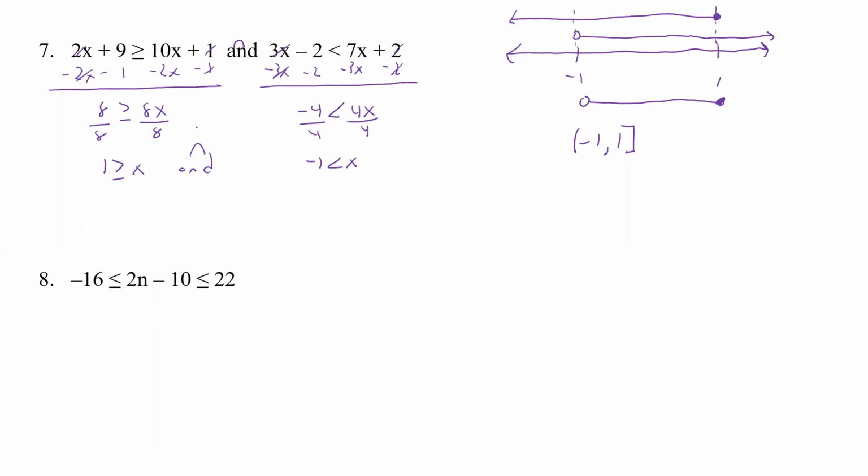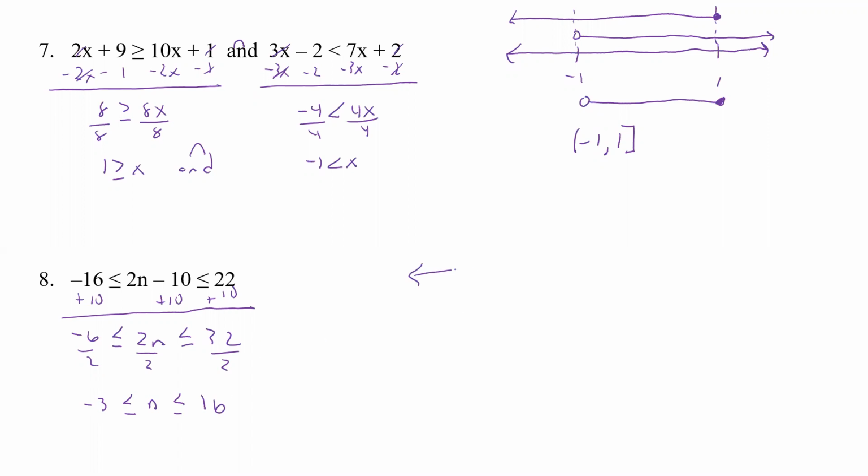Now this one again is going to give us a single interval. And so what we do is, well, we need to solve for n. So let's get rid of that 10. So we have to add that to all places. And so -16 plus 10 is a -6, less than or equal to 2n, because that 10 cancels. And 22 plus 10 is going to be 32. Now we divide by 2, divide by 2, divide by 2. So here we have a -3 less than or equal to n, less than or equal to 16.